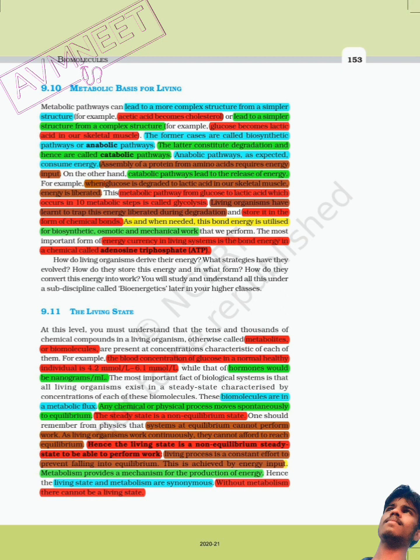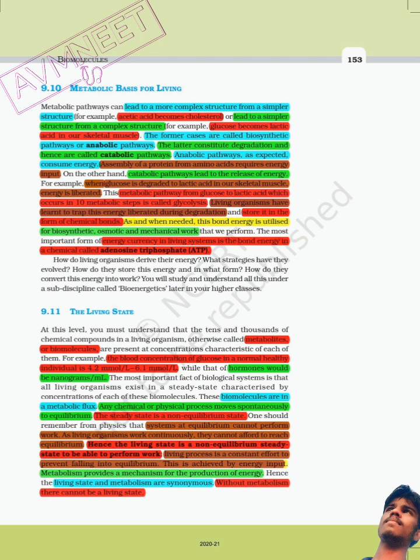9.11 The living state. At this level, you must understand that the tens of thousands of chemical compounds in a living organism, otherwise called metabolites or biomolecules, are present at concentrations characteristic of each of them. For example, the blood concentration of glucose in a normal healthy individual is 4.5 to 5 mM, while that of hormones would be nanograms per ml.